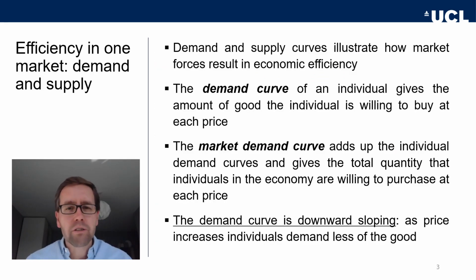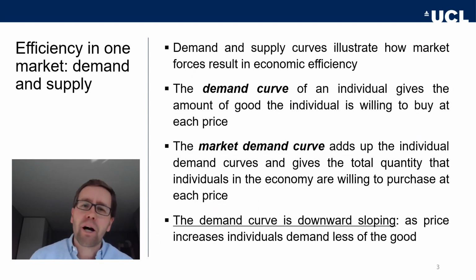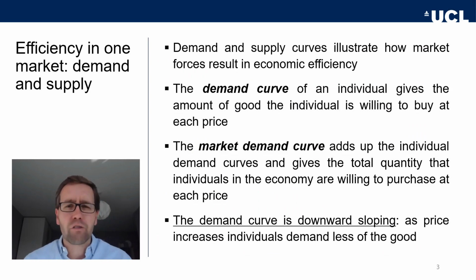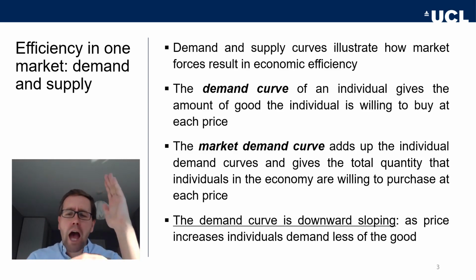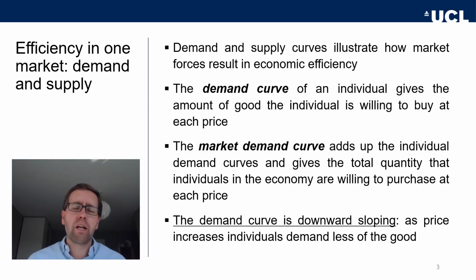The core ingredients for our workhorse model of competitive markets are supply and demand curves. Now, what is a demand curve? What is a supply curve? Well, a demand curve basically tells us for a given price how much of a good an individual is willing to buy. So if you think about coffees at the farmers market, if the price of a coffee is £1, how many coffees are you going to buy over the month? I don't know, many maybe.